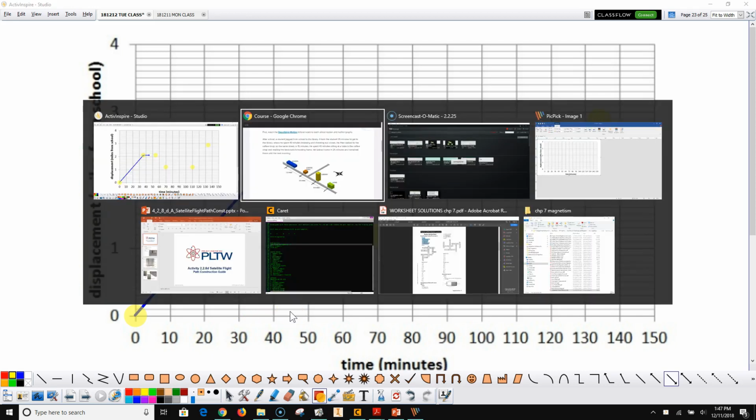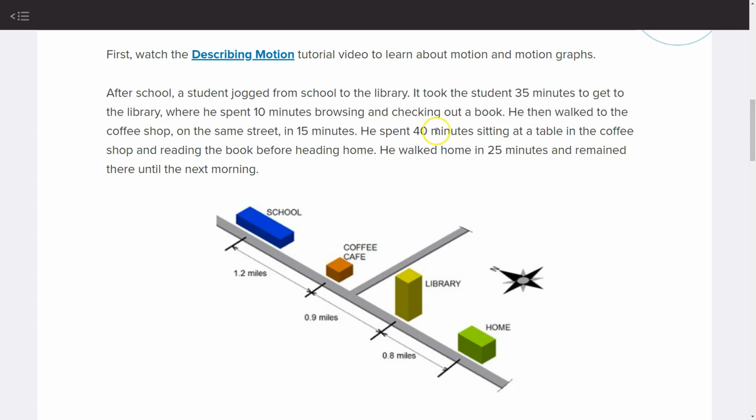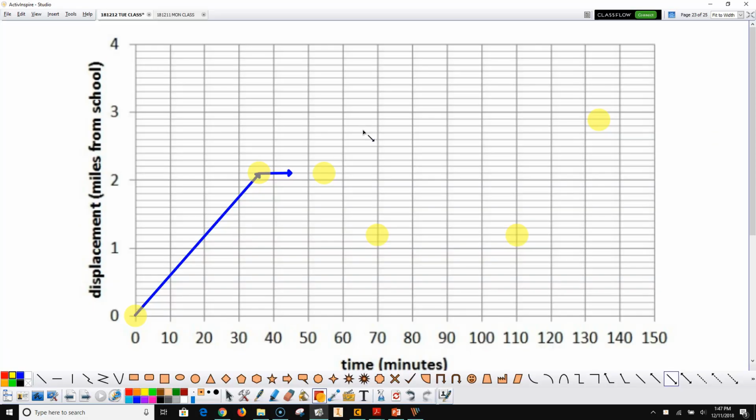And then it took us 15 minutes to walk to the coffee shop. So we're going to go to the coffee shop in 15 minutes. The coffee shop is at 1.2 miles from the school, and it takes us 15 minutes. So here's 10 minutes, 15 minutes. I am really off here, aren't I, with my little dots? Okay. I added some confusing dots. Ignore the dots. Watch me make this line. That's 1.2 miles. There's 10 minutes. There's 15 minutes. So we're at 1 hour in.